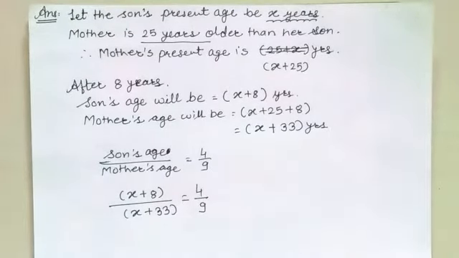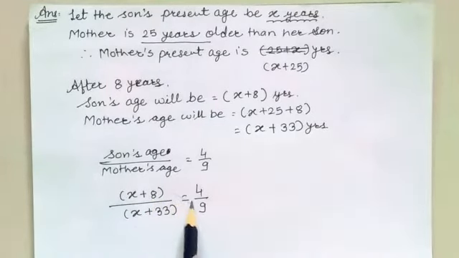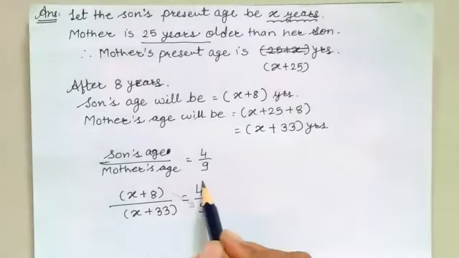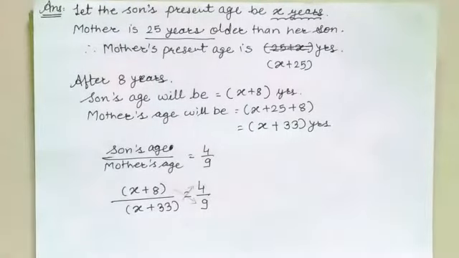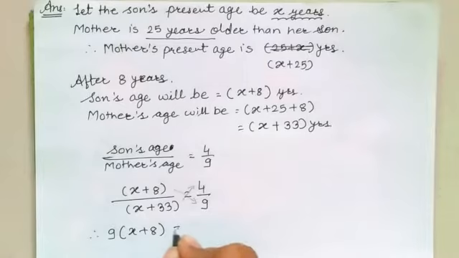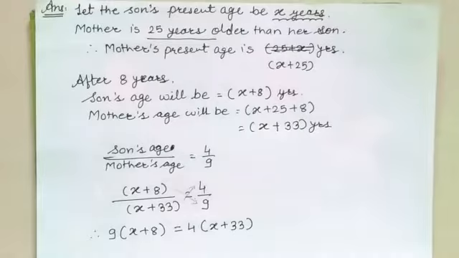Now students, after this stage, we have to do the cross multiplication. So what does cross multiplication mean? It means this first fraction's numerator is going to multiply with the second fraction's denominator, and this one is going to multiply with this numerator. So like that way we have to do the cross multiplication. So this 9 into bracket x plus 8, the symbol of is equal to, and 4 into bracket x plus 33.